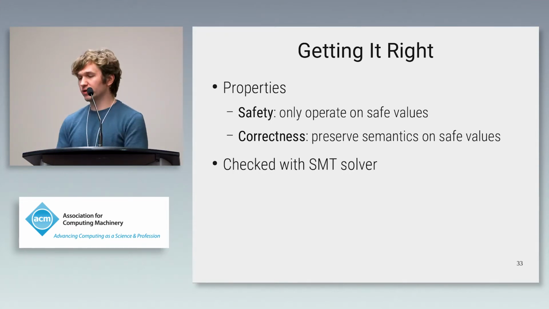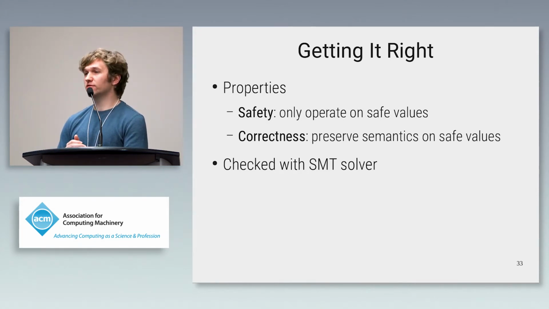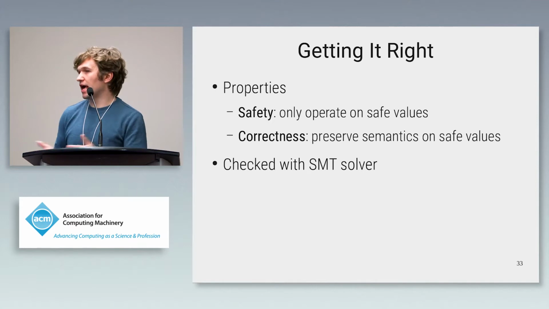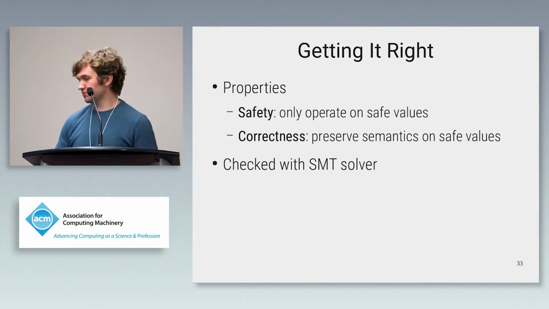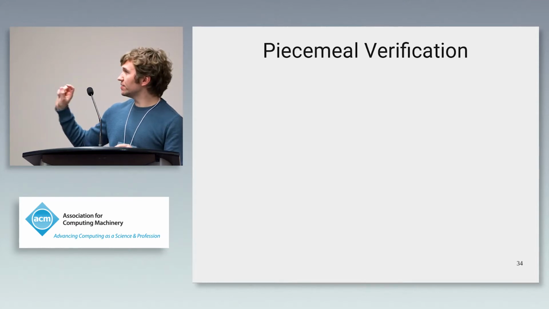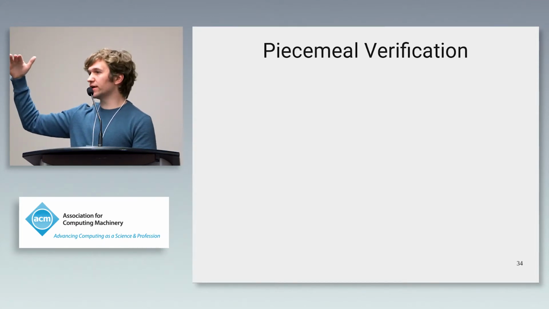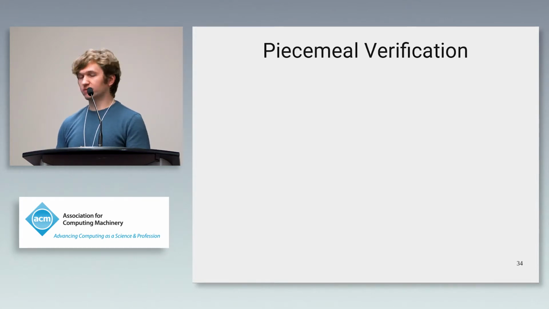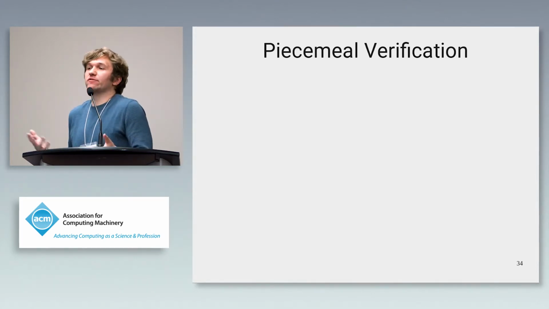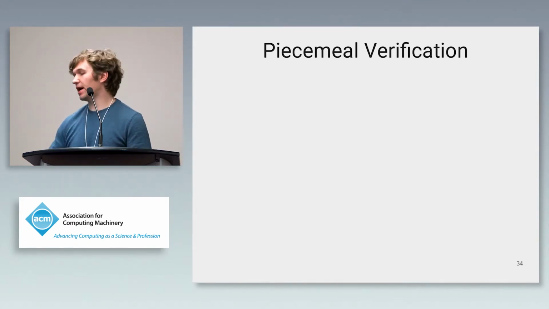And the way we do this is we essentially just encode our operations into an SMT solver and ask it if we get bad values. And in order to verify this, we do it piecemeal. If we were to simply take all of division, it's a few hundred lines long, and give this to the SMT solver, it would never return. It would just take way too long to verify it. So what we do is we verify these things bit by bit.